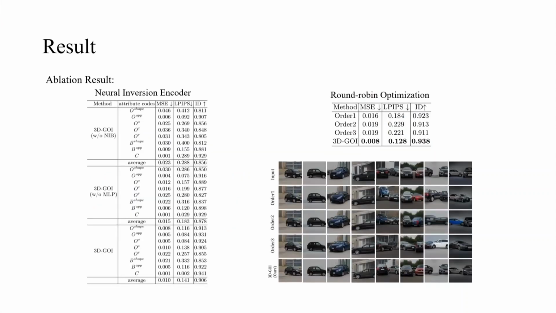Here we present the ablation study of 3D-GOI. The table on the left shows the quantitative results of different attribute codes with or without the use of the neural inversion encoder. It's clear that the neural inversion encoder greatly influences the results, and the shape of the objects and the background in the code attributes is crucial for reconstruction. On the right are the results of the round-robin optimization algorithm. We found that prioritizing the optimization of codes that have a greater impact on the image content is more beneficial for overall reconstruction.